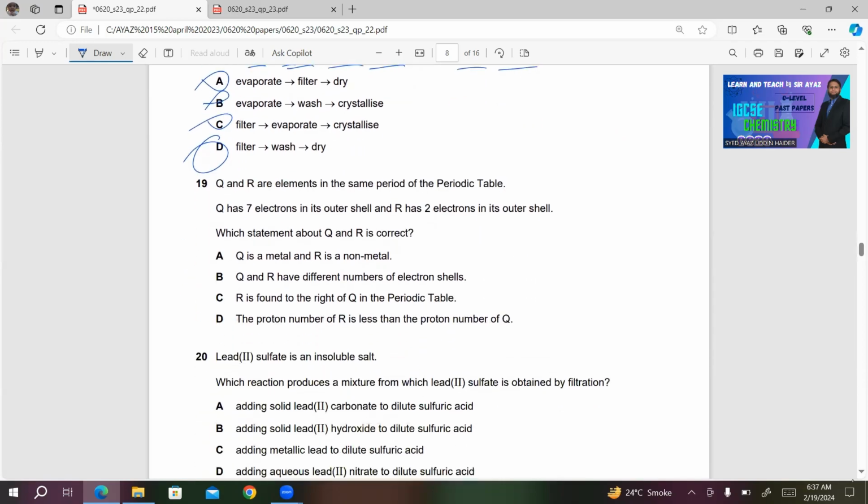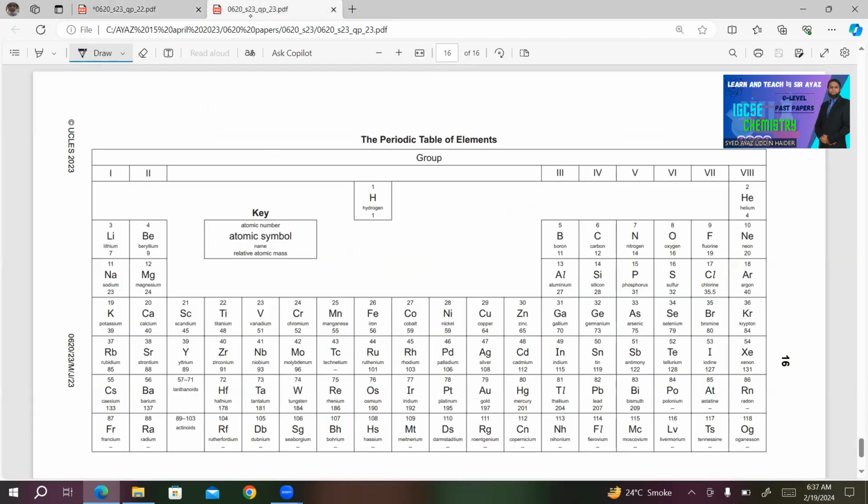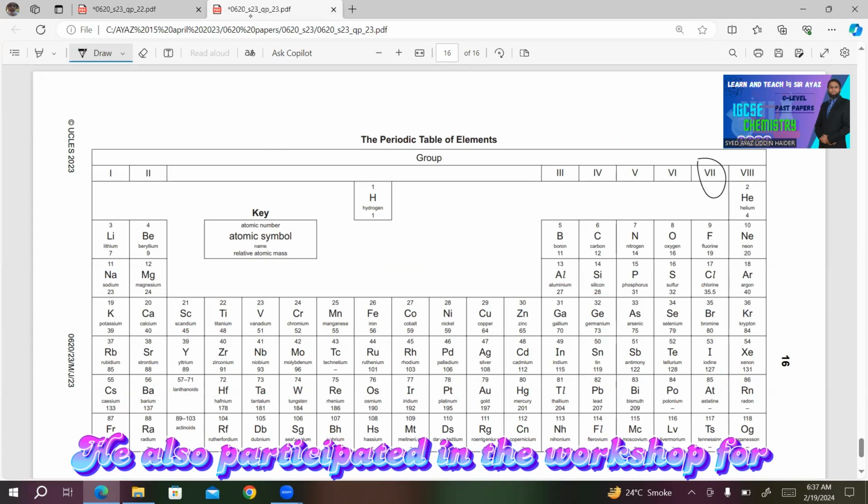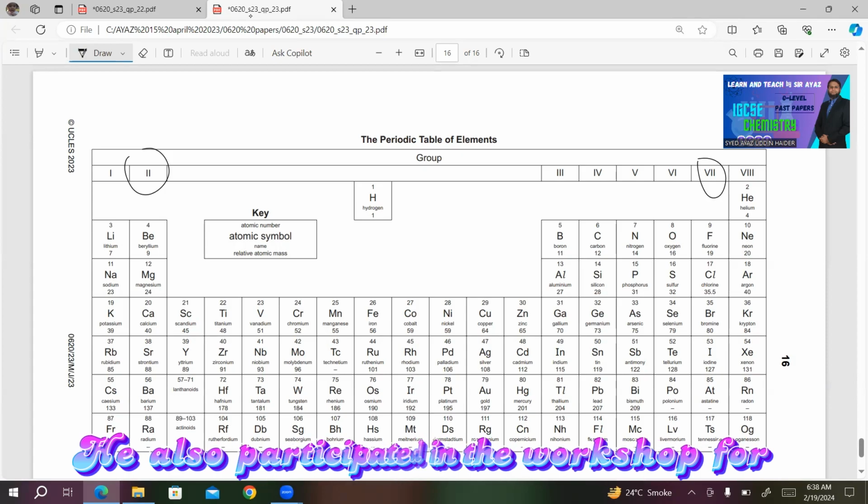Number 19, Q and R are elements in the same period of the periodic table. Q has 7 electrons in its outer shell and R has 2 electrons in its outer shell. Which statement about Q and R is correct? Now both Q and R are in the same period. So this is the periodic table. Group 7 and group 2. 7 valence electrons means it must be in group 7. 2 valence electrons means it must be in group 2.